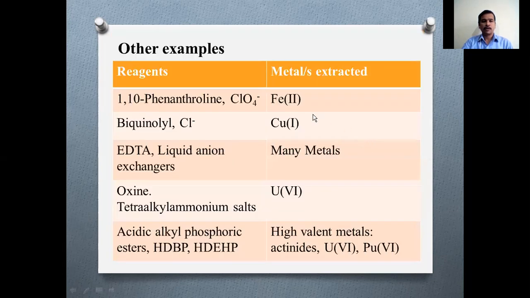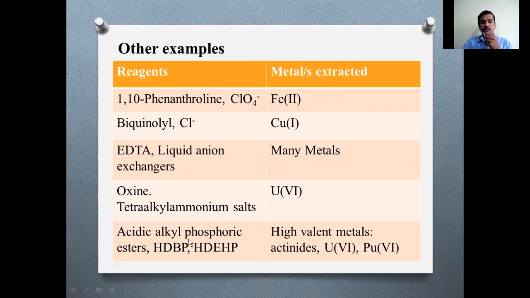And apart from them, other examples are, say, biquinolyl, which can also be used in the chloride form as a reagent for the extraction of copper 1. So extraction of ferroin using perchlorate I have explained, for the extraction of iron 2, and even copper 1 can be extracted by using biquinolyl in the form of chloride. And similarly, trivalent metal EDTA complexes can be used to extract many metals. Oxine means 8-hydroxyquinoline, and even tetraalkyl ammonium salts can also be used to extract uranium 6.